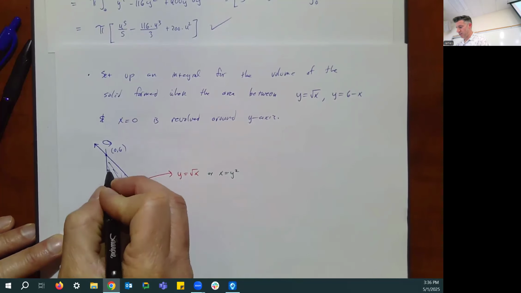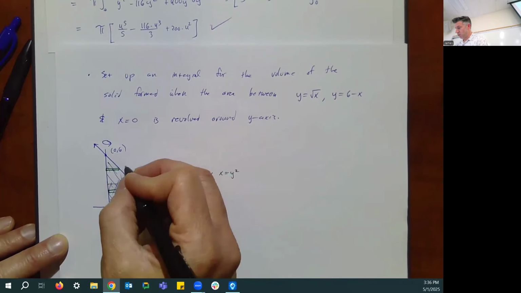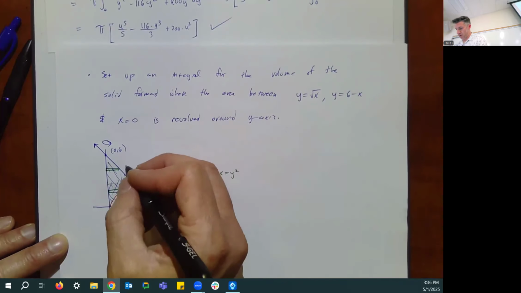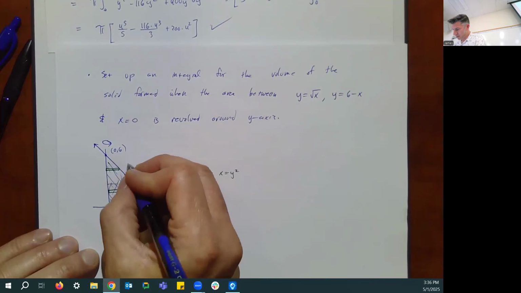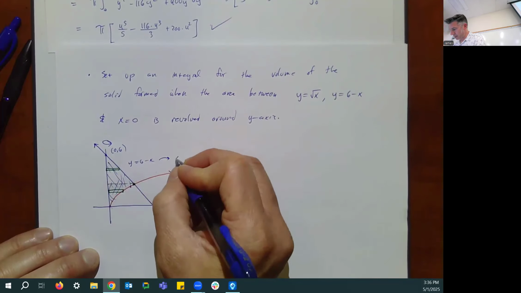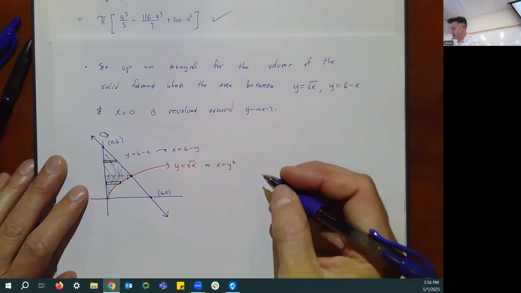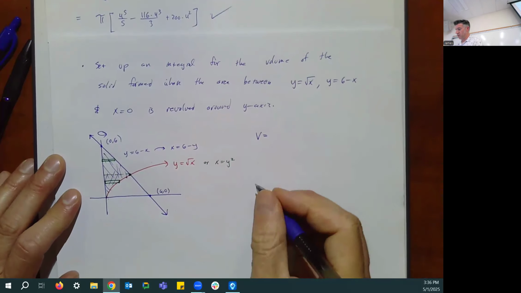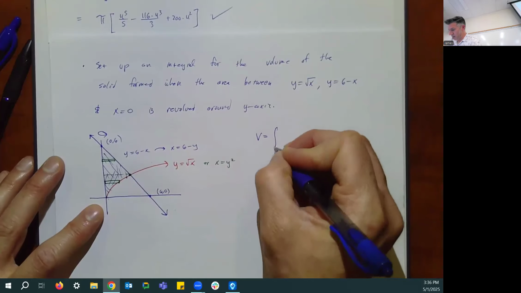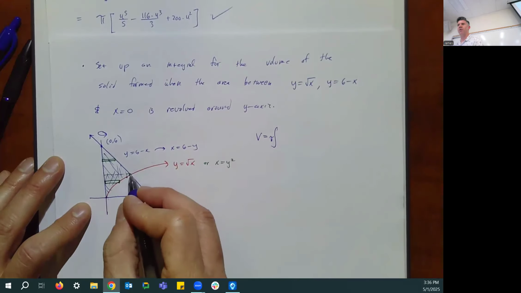Whereas up here, my radius is the function y equals 6 minus x, or x equals 6 minus y. And I really don't like doing two integrals when I don't have to, but we could, right? So just to point out, the volume here using two integrals would be pi times the integral from 0 to, oh, what's that point there?